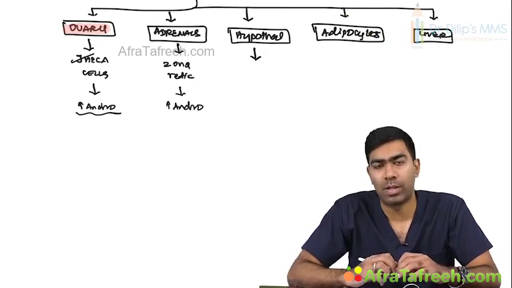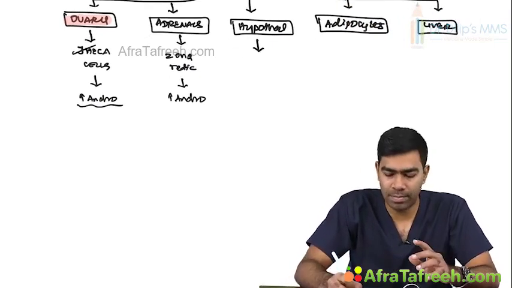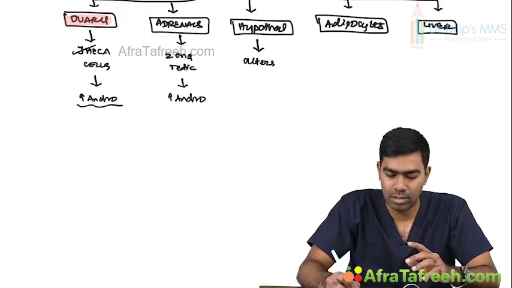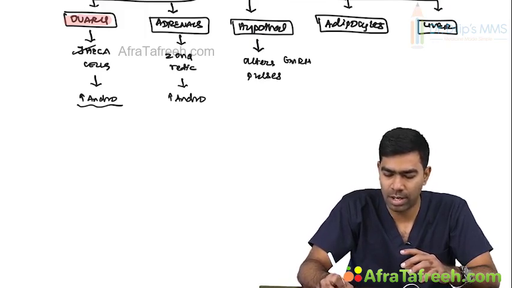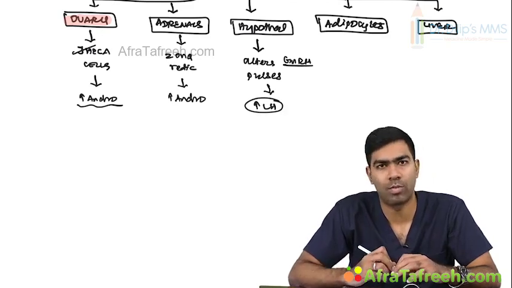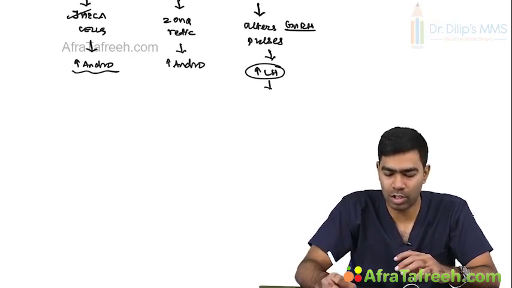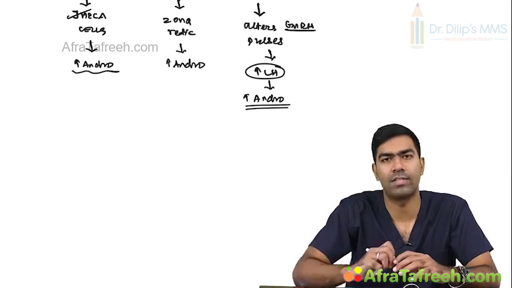And hypothalamus as well. It's going to alter the nature of the pulses in the hypothalamus. What pulses? The nature of the GnRH pulses in the hypothalamus in such a way that they are going to produce excessive luteinizing hormone. So because they produce excessive luteinizing hormone, which is going to act on the theca cells, they are going to produce excessive androgens.